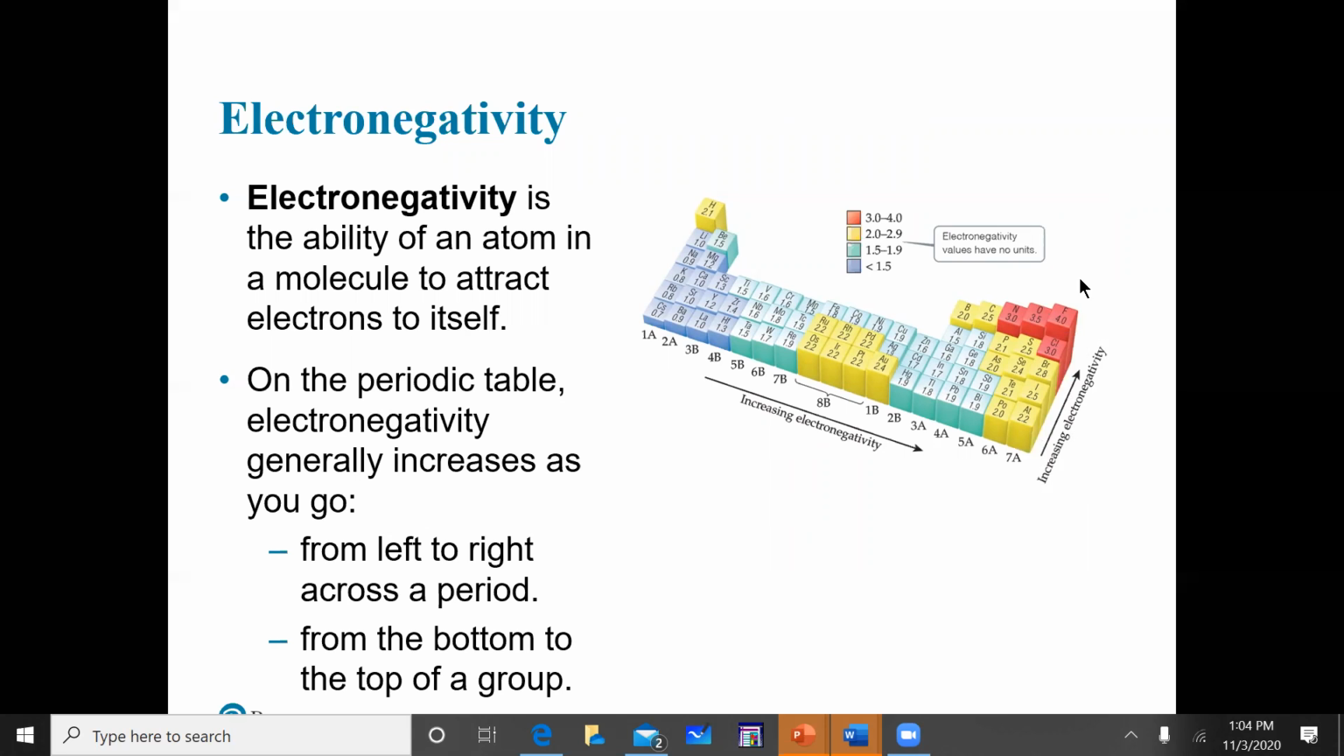But you want to know that the atoms in the upper right-hand corner, where fluorine is, and then oxygen, chlorine, have very high electronegativity, lots of desire for electrons. And the atoms in the lower left-hand corner have not very large desire for it.